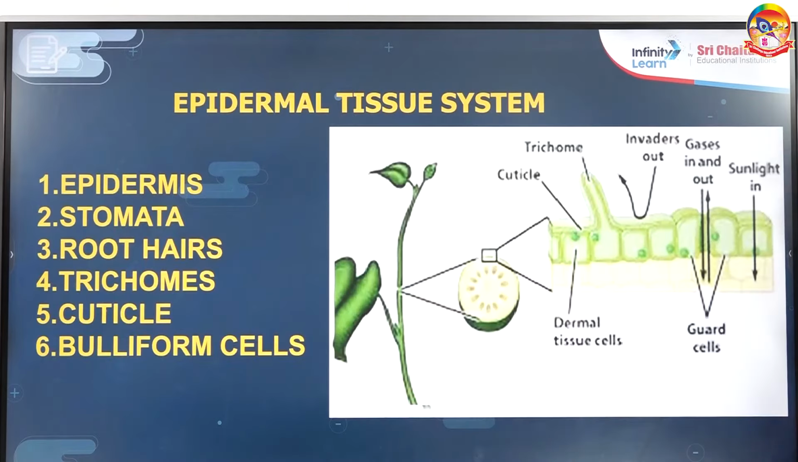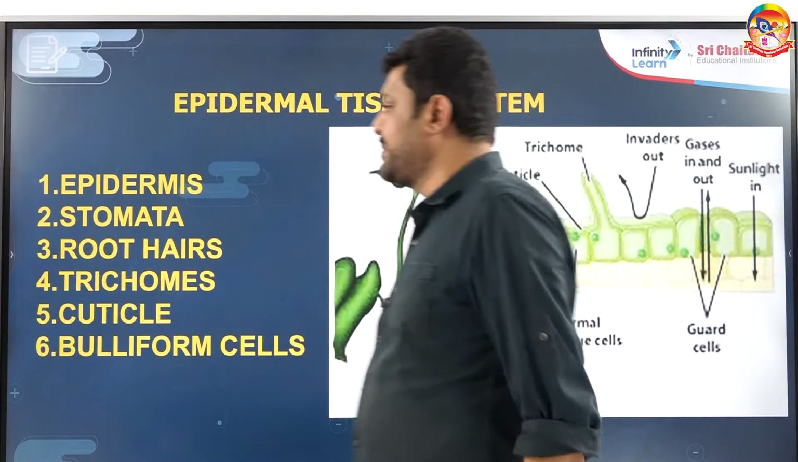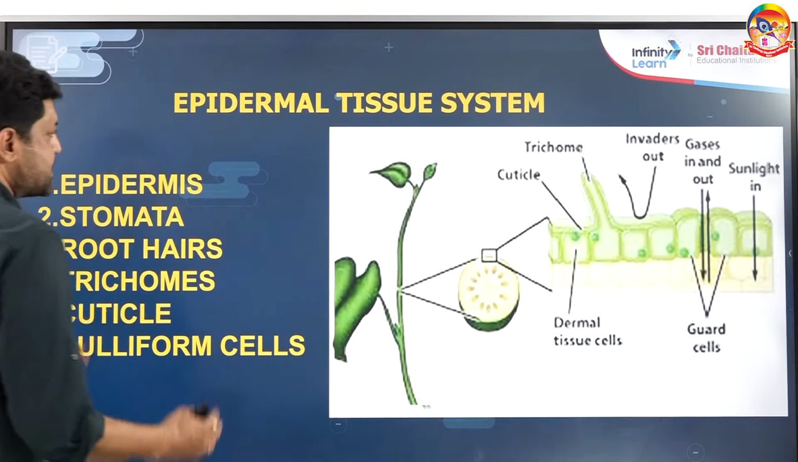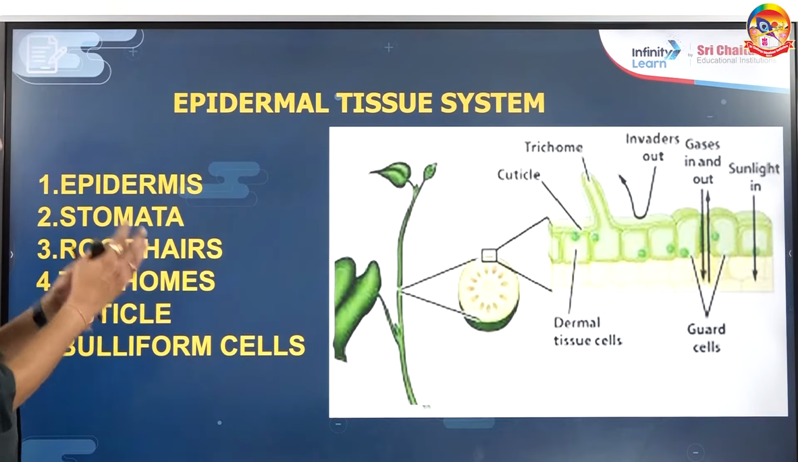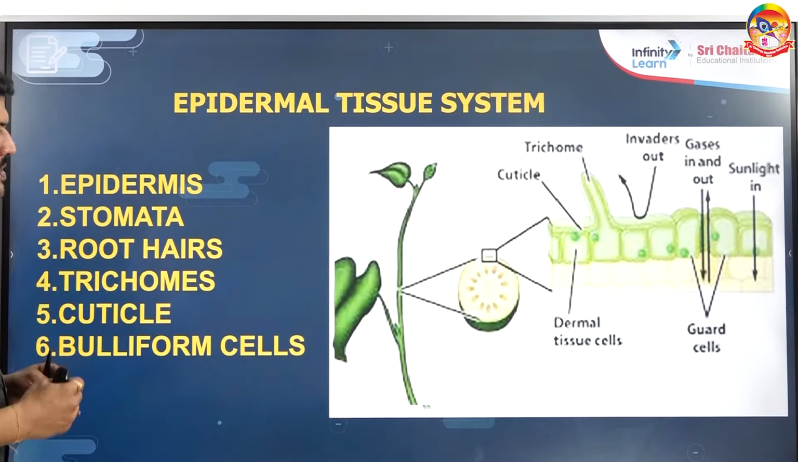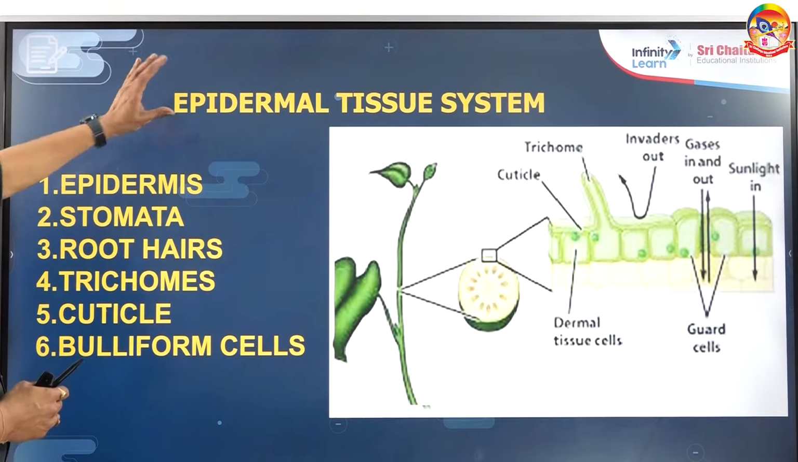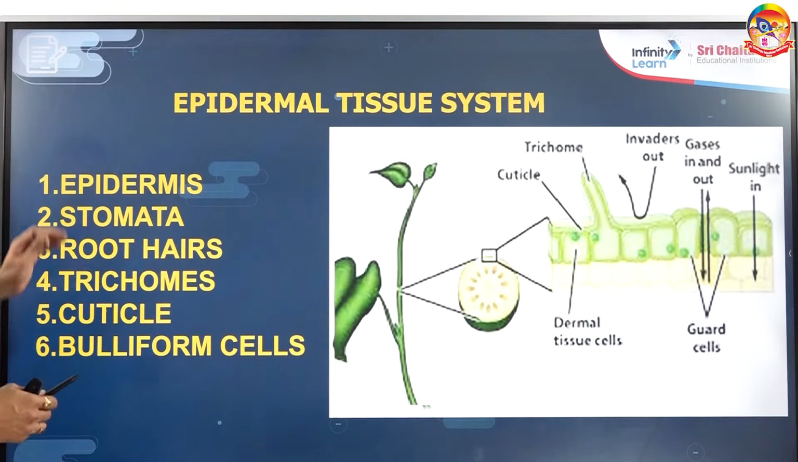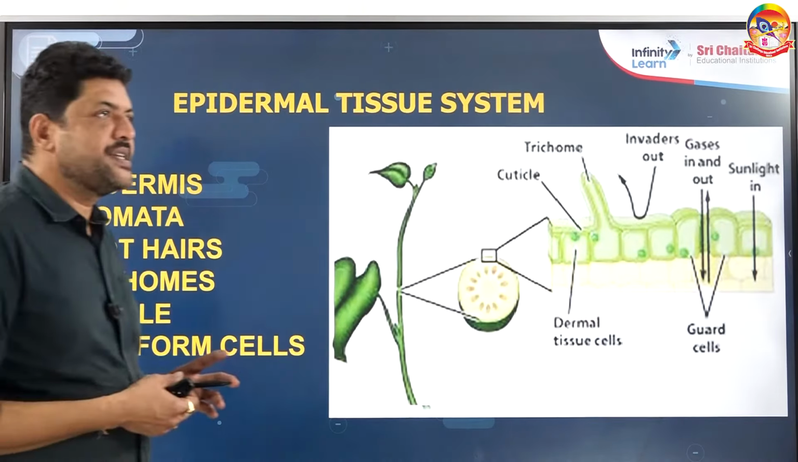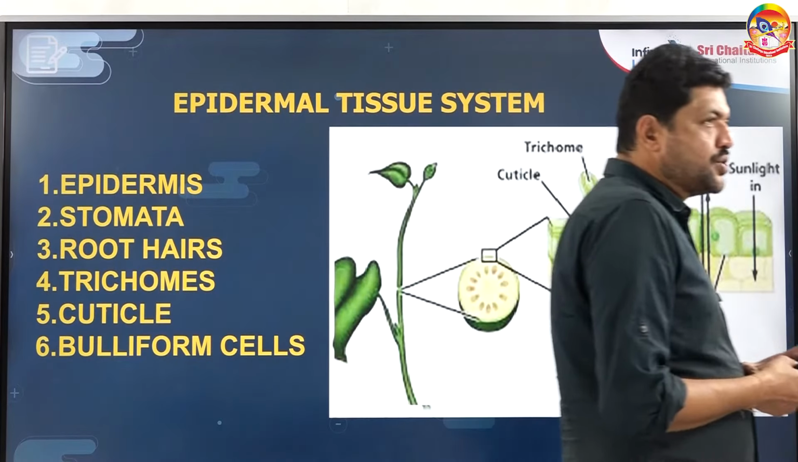Then let us go to the first tissue system, that is the epidermal tissue system. Whatever structures are associated with the epidermis of the leaves, of the stem or of the root, all together they are called the epidermal tissue system. First of all, epidermis comes under the epidermal tissue system, and next you know very well stomata, which help in exchange of gases, and the next, root hairs.